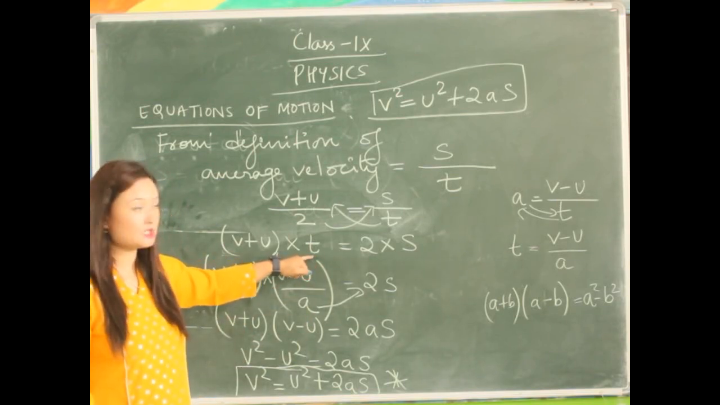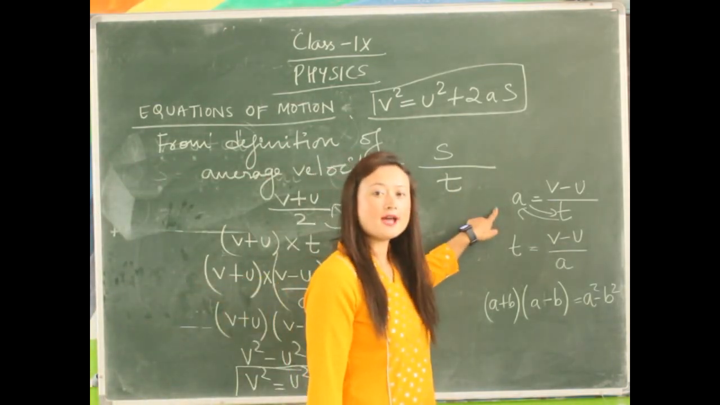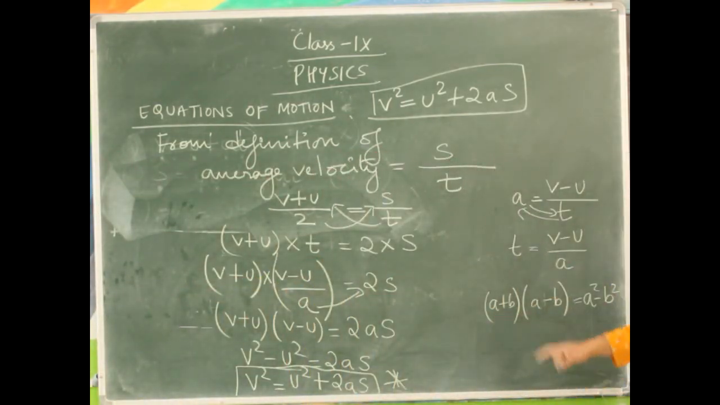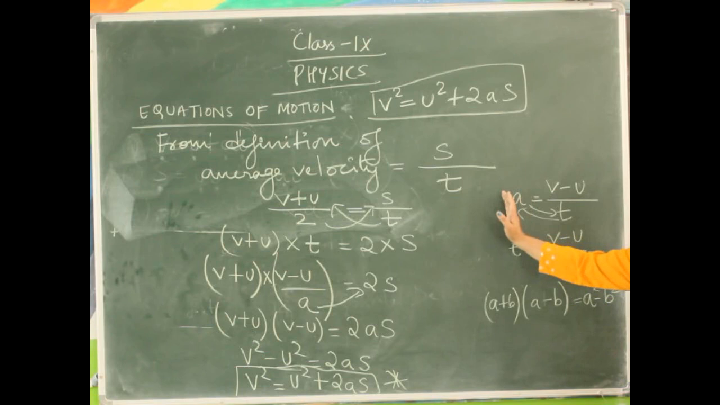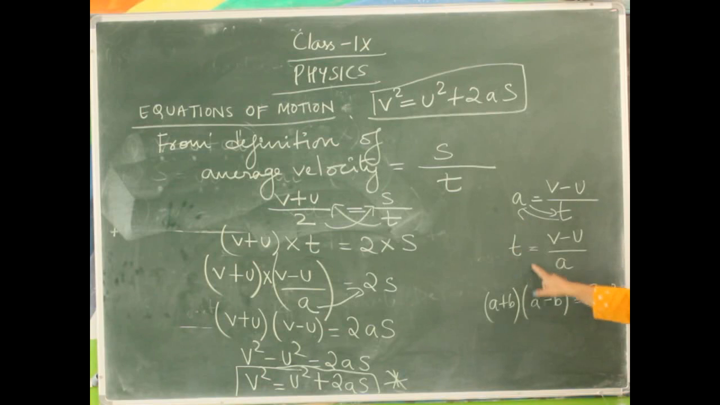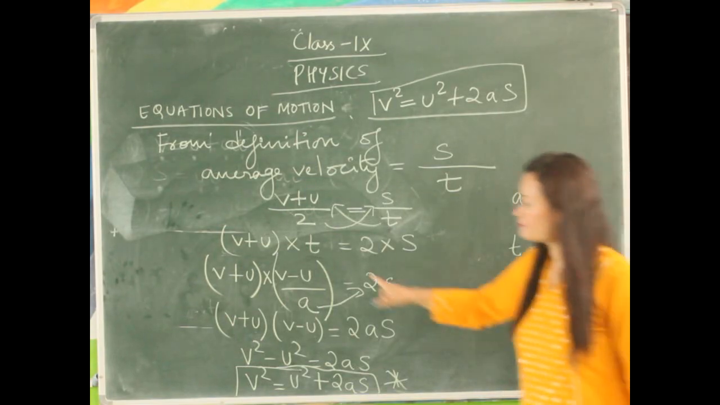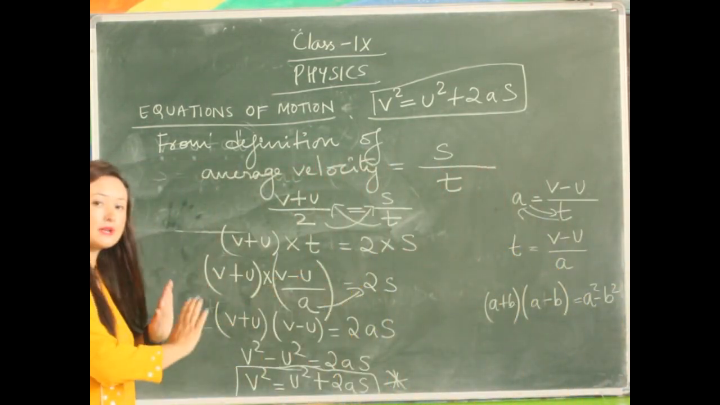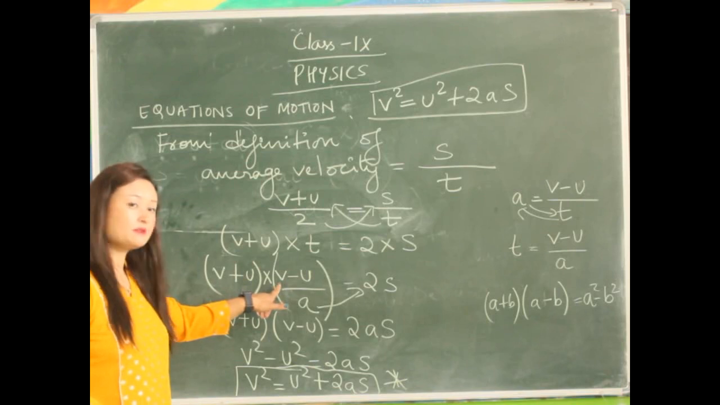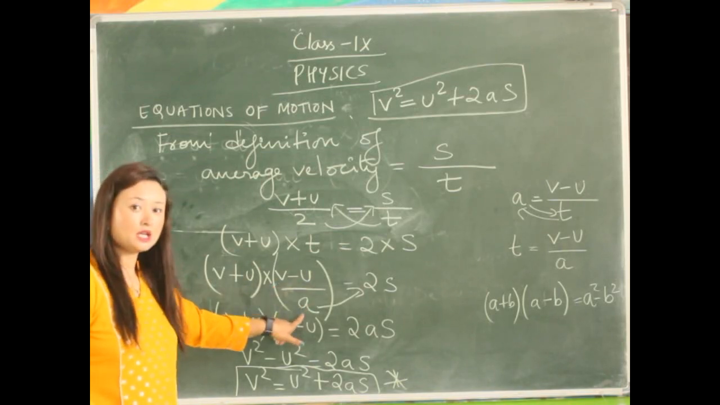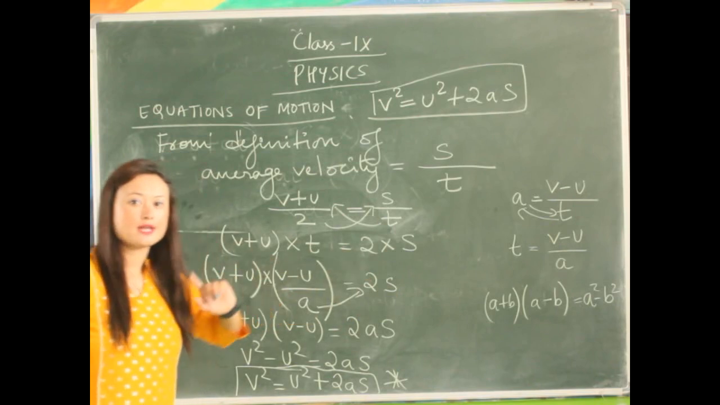And how do we remove this t? From the definition of acceleration. What do we have here? a is equal to (v minus u) by t. So we simply interchange the position of a and t. We swap the position: t goes to a's place and a comes to t's place. So we now know that t equals (v minus u) by a. So instead of t, what will we write? The rest remains the same except t. So (v minus u) by a is equal to 2s.